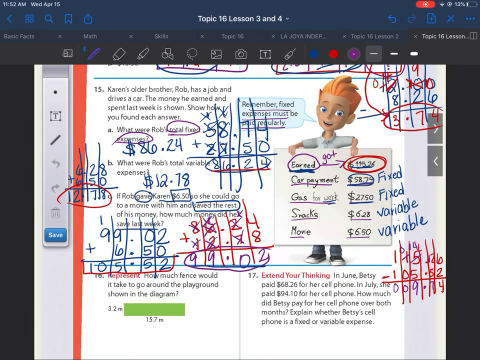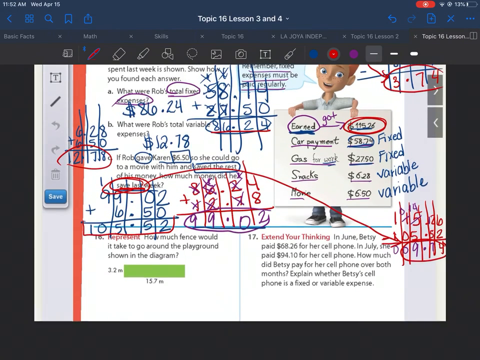So how much money did he have left? He had $9.74. So how much money did he save? He saved last week $9.74.